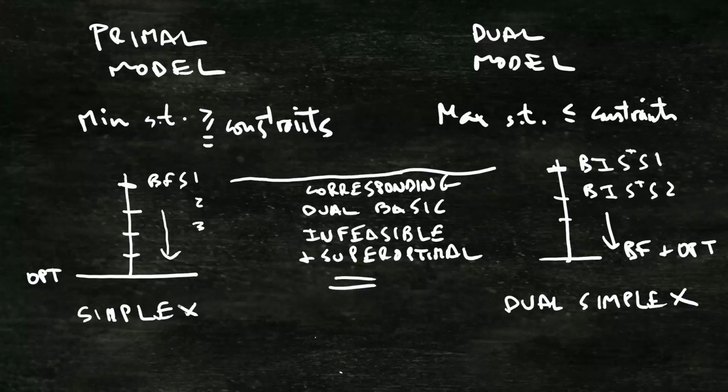So what the researchers realized is that to move in the dual world is more computationally efficient than to move in the primal world. And that is the reason why the next thing we'll do is formulate the primal and the dual models, and we'll see how to obtain, for every basic feasible solution in the primal, the corresponding basic infeasible superoptimal solution in the dual, and then how we go about increasing feasibility. So that's where we're going.